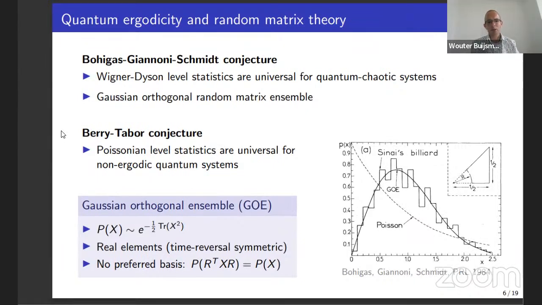Slightly earlier, it was already conjectured by Berry and Tabor that Brownian level statistics are universal for non-ergodic quantum systems. So if we then want to make a random matrix model, we just take a diagonal matrix with independent elements. Then the spacings are Brownian, and you get this type of histogram. And indeed, in agreement with the spectra I showed before, for non-ergodic systems the probability to find levels very close to each other, so very small spacings, is much higher than for ergodic systems. But also the probability to find levels very far apart from each other is much higher for non-ergodic systems than it is for ergodic systems.